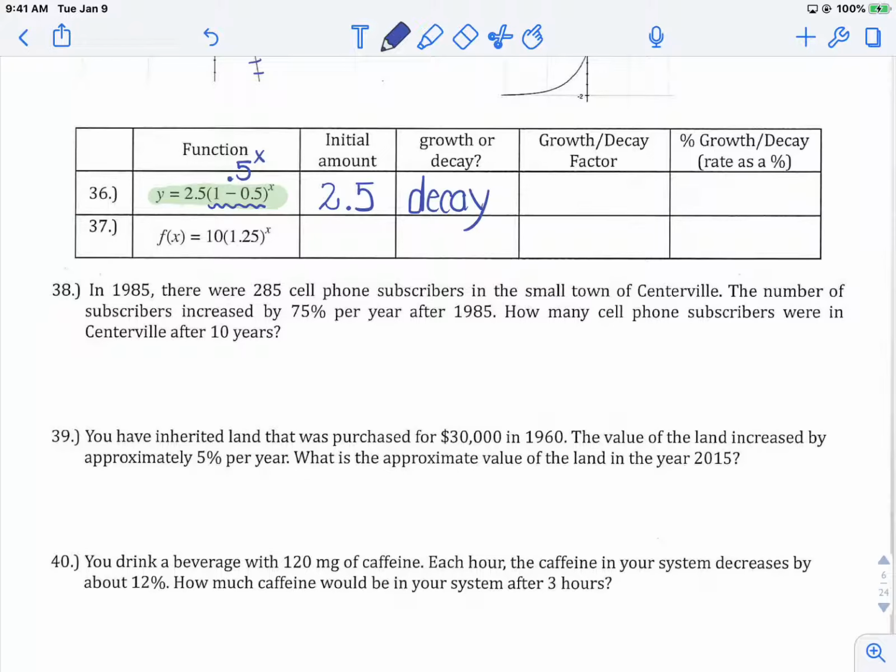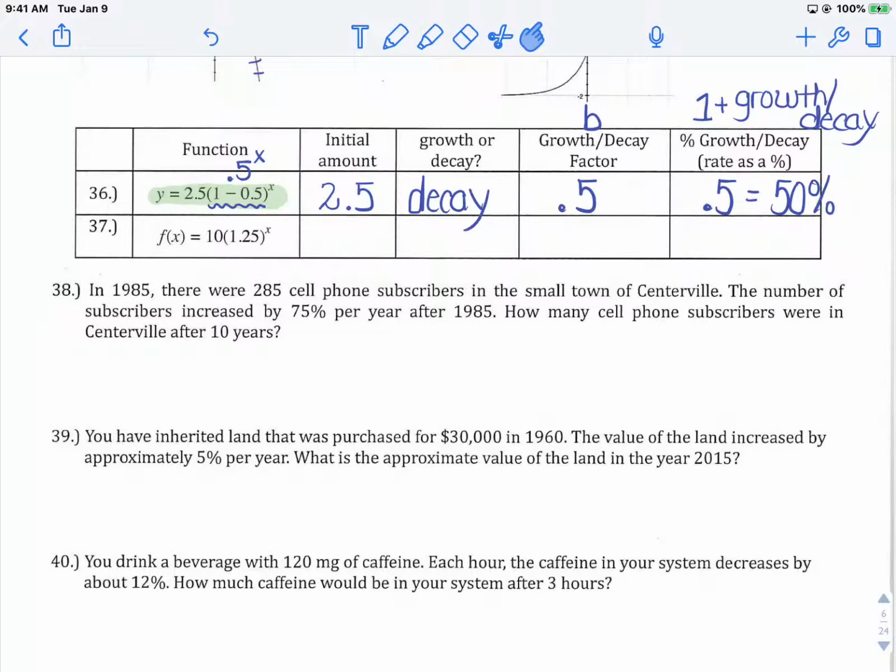The growth or decay factor is the b value. So in our case, the growth or decay factor is 0.5. However, the growth or decay percent is how much from 1 did it lose. So 1 minus or plus the growth or decay rate. In our case, this was a 1 minus 50%, so it was a 0.5 they subtracted, so it's a 50%. That's not the case in all of them.